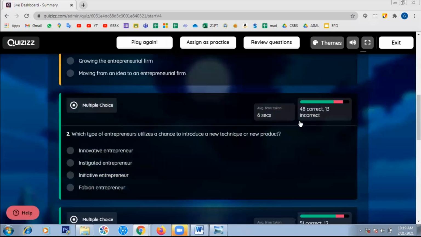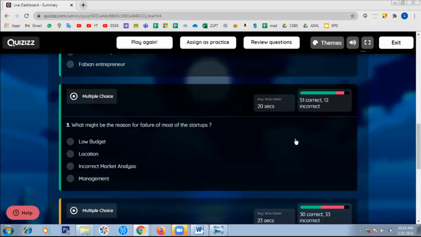And then, which type of entrepreneur utilizes a chance to introduce a new technique or new product? Always when you start a business, you have to do something new and innovative. You should not just stop with a good idea. Whenever there is something new upcoming, you have to do some innovations. So the answer here is innovative entrepreneur.